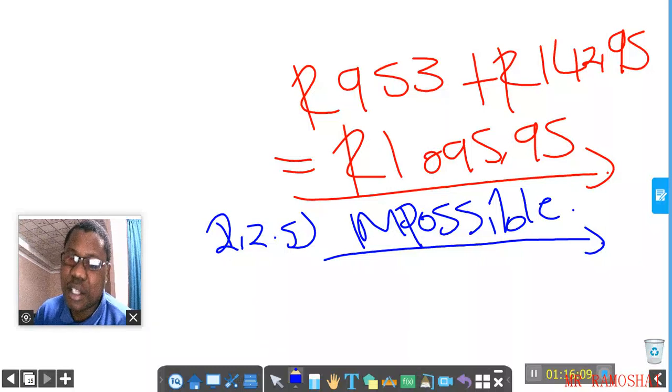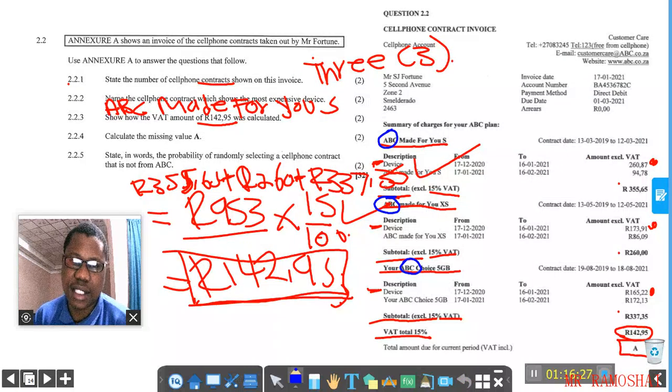You understand? So in percentage, this is not part of this question, but I'm telling you, in percentage it is going to be 0%. It's going to be 0 out of 3, because we cannot select any contract that is not from ABC, from the invoice, right?